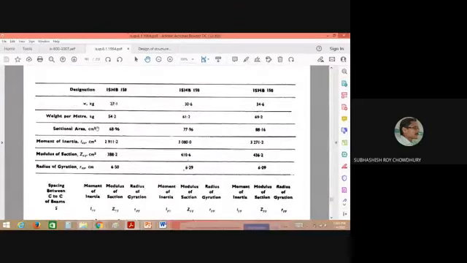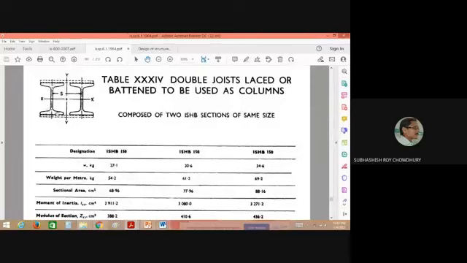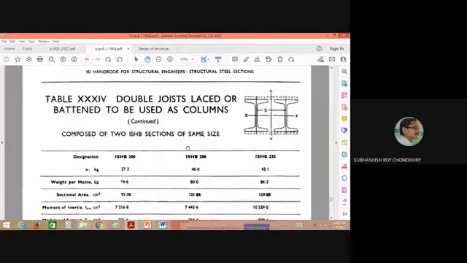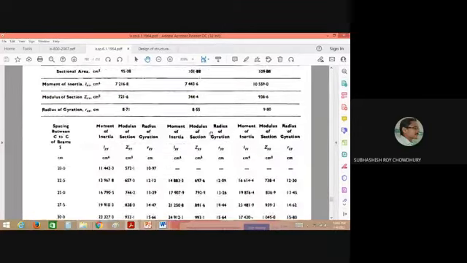These are the standard sections. This I section is a standard section, and this other I section is a standard section, and they will be connected to each other through some connection system, and that is called the lacing connection or batten connection. I will tell you lacing and batten connections in the column design class. But at this moment, just remember that 2 I sections or 2 channel sections will be combined to form the compound sections of the column.